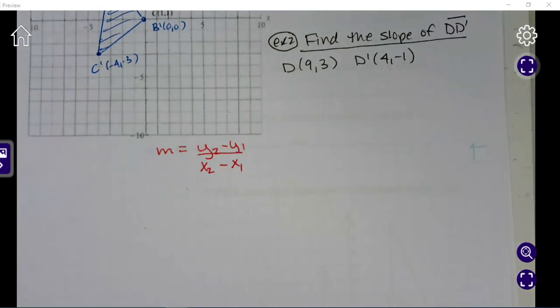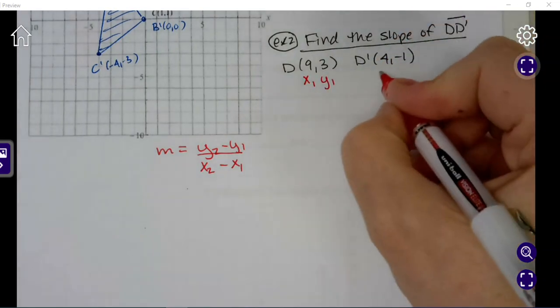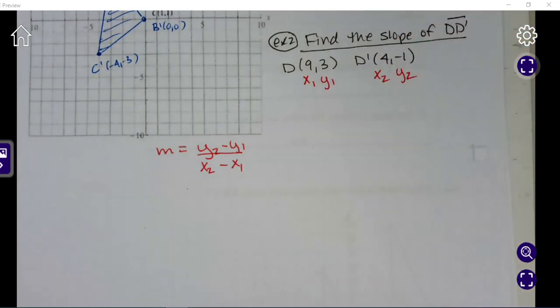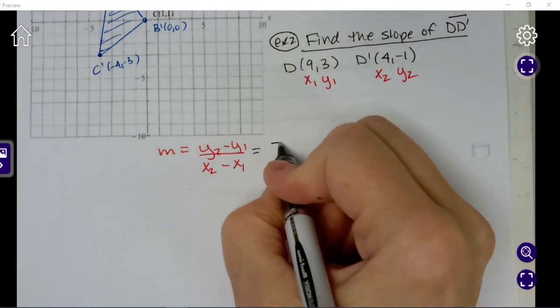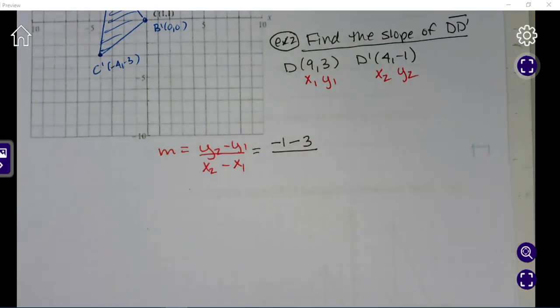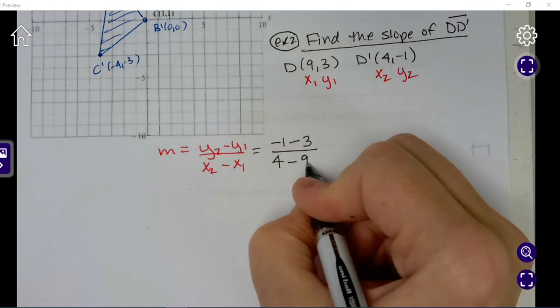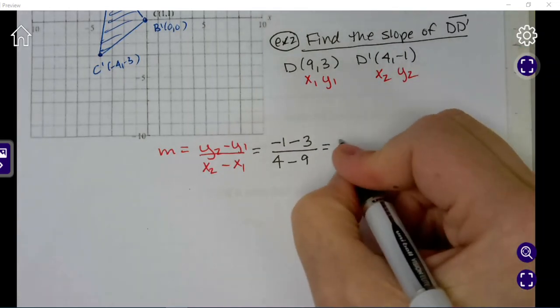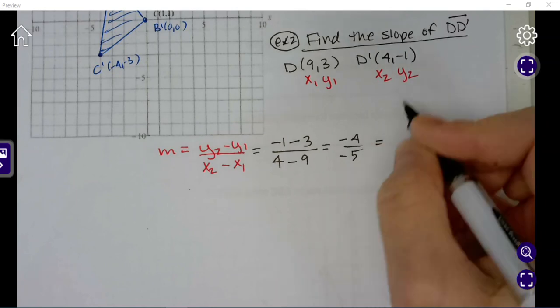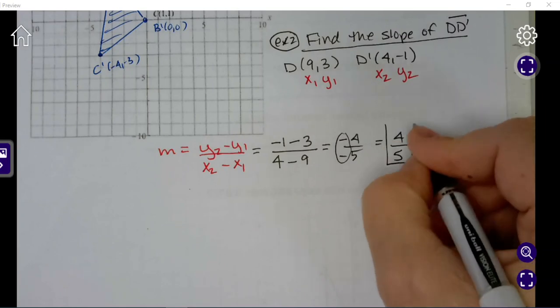And you want to write that formula until you've got it rememorized from last year. Designate your first point x1, y1. Designate your second point x2, y2. And put those values into the formula. So -1 is y sub 2 minus 3 for y sub 1 over 4, which is x sub 2, minus 9, which is x sub 1. That gives us -4 over -5, and a negative divided by a negative is a positive, so 4/5 is my slope.